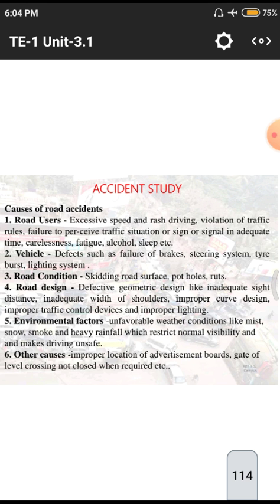Next, other causes of accidents are improper location of advertisement boards, gate levels, and crossings not closed whenever required, etc. Improper location means that in curvy areas we fail to provide proper signboards. In some areas we have to use signboards and advertisement boards.